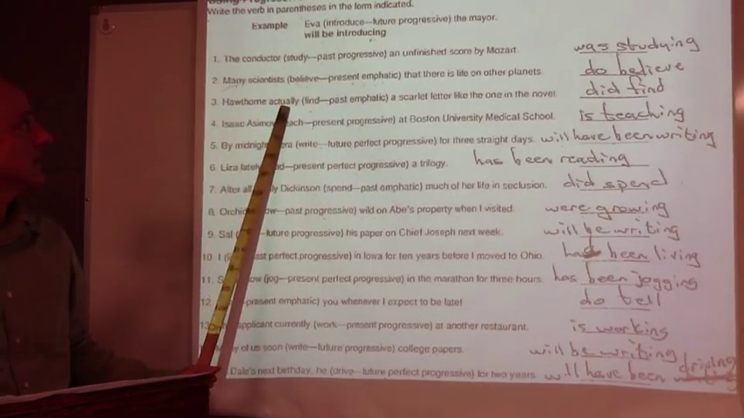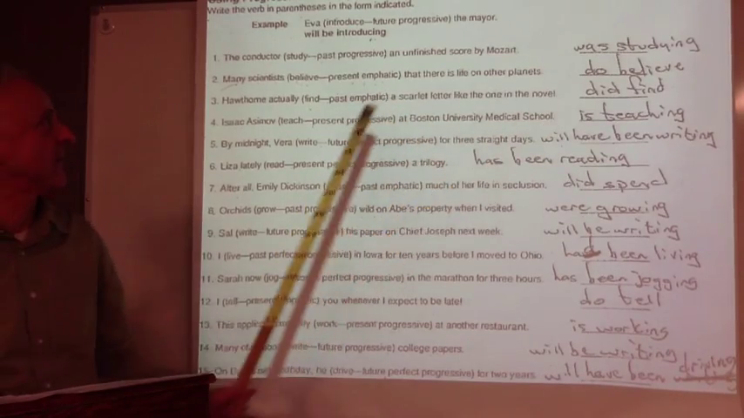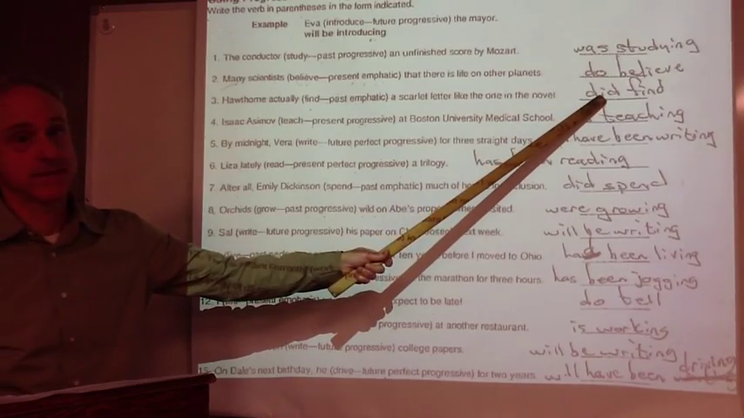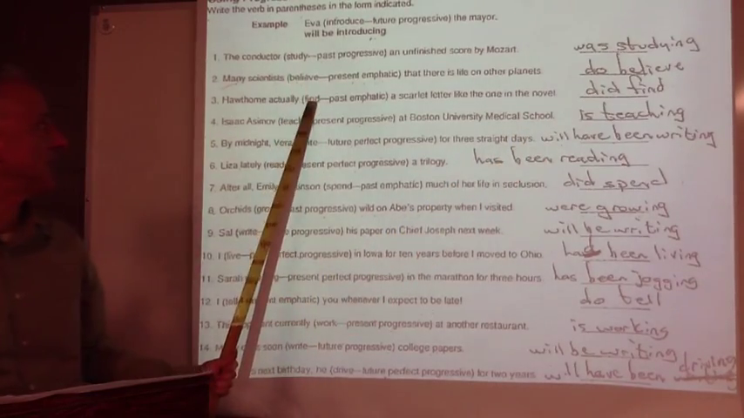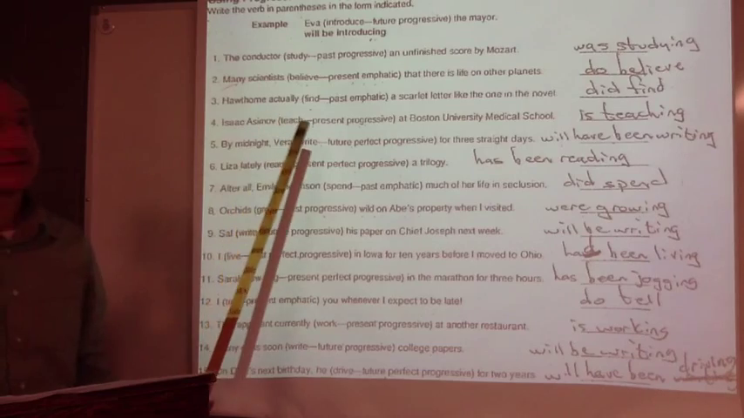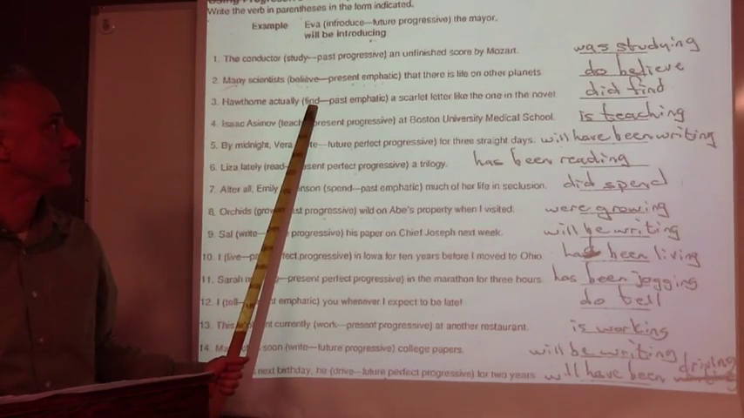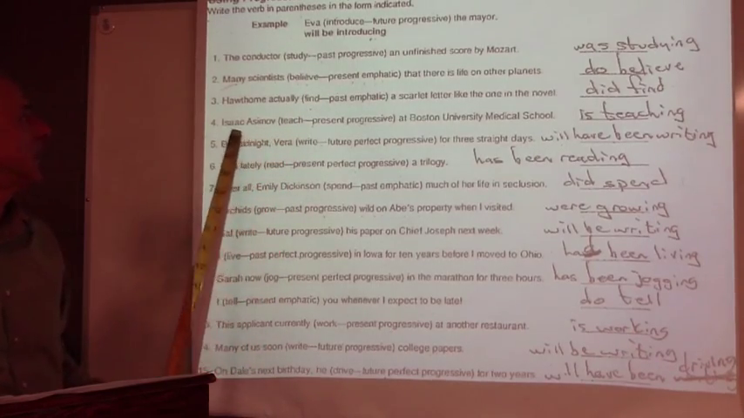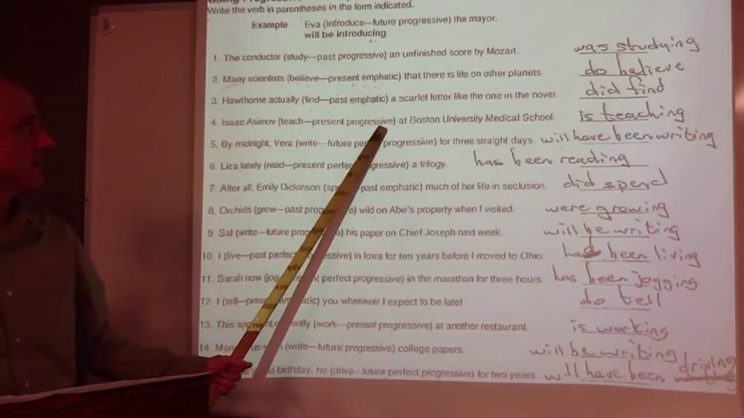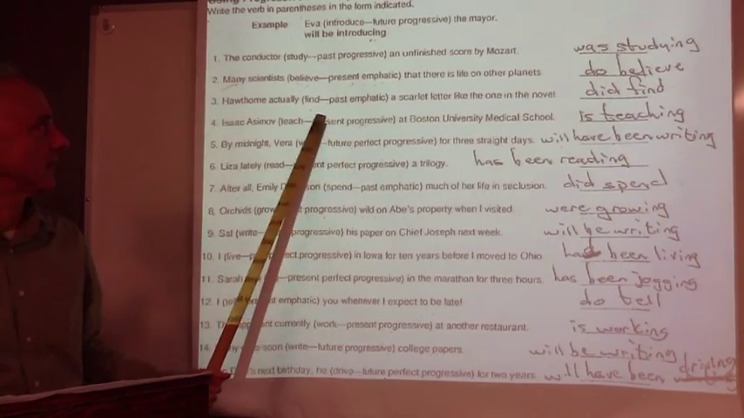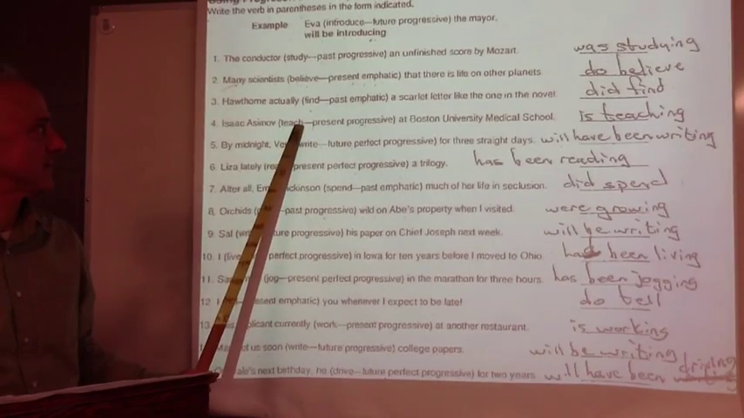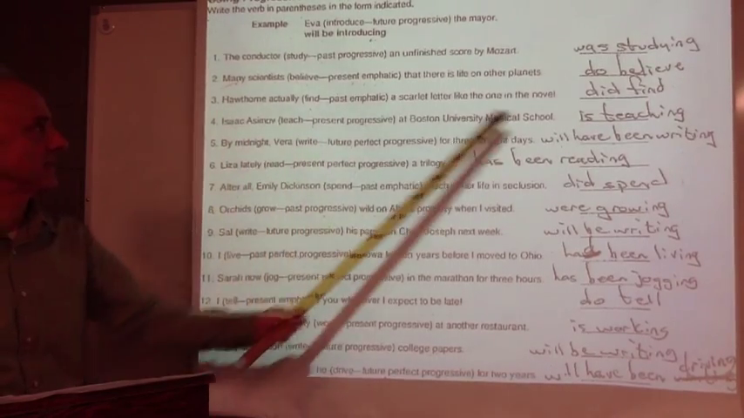Hawthorne actually found a scarlet letter like the one in the novel. I want the past emphatic. I want the past of the verb do. Did find. So the verb that follows the helping verb stays in its infinitive form. It doesn't change. Present progressive. So just look at the formula. I want a form of be plus I want this to be a present participle. Isaac Asimov is teaching.